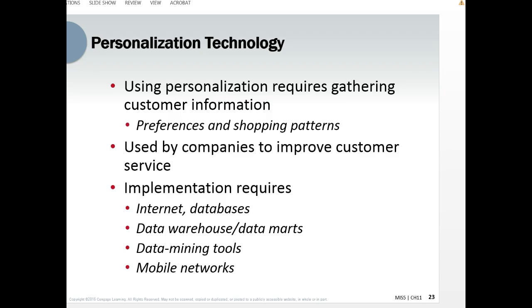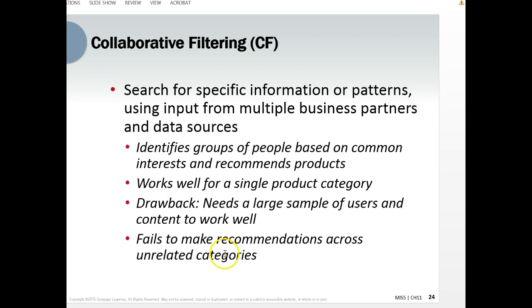To implement a personalization system, several IT tools are needed, such as the internet, databases, data warehouses, data marts, data mining tools, as well as mobile networks. Also, collaborative filtering is another tool that might be needed. What is collaborative filtering? It's a search for specific information or patterns using input from multiple business partners and data sources. It can identify a group of people based on common interests and recommend products or services based on what the members of the group purchased or didn't purchase.